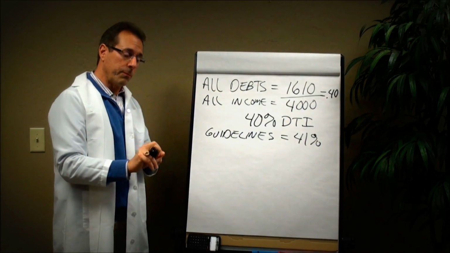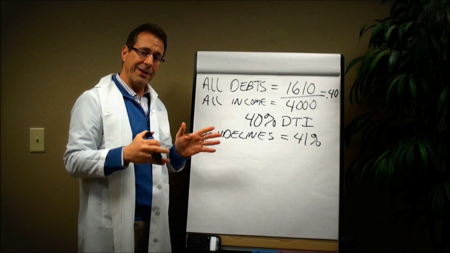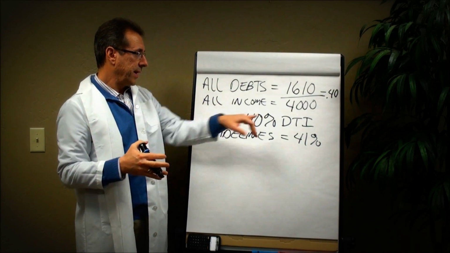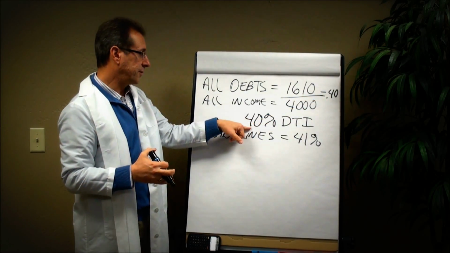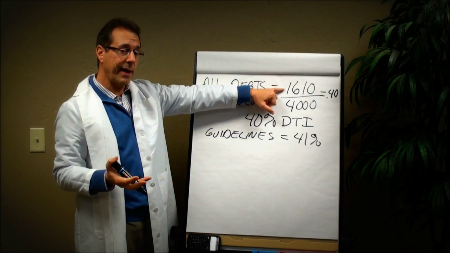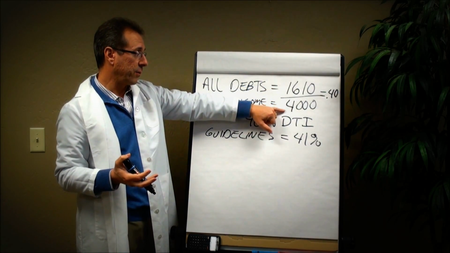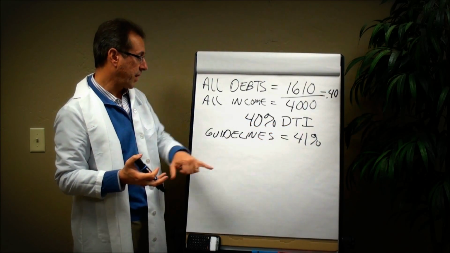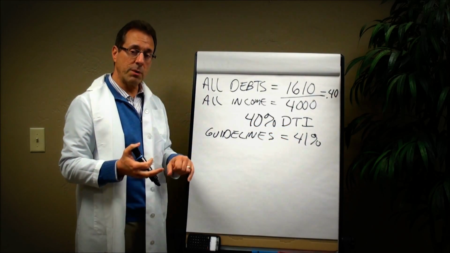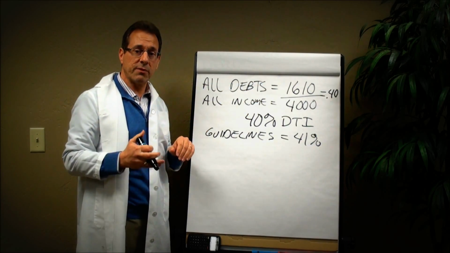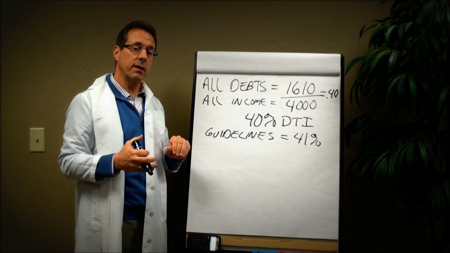So you can do this at home. Take your income and your debts, add them all together like I showed you, divide them out, and you'll get a decimal. All that is your percent. So in this instance, you've got 1,610, including the house payment, divided by 4,000 in income. That gives you 0.4, which is a 40% debt to income ratio. Guidelines are usually 41%. This person in this situation qualifies based on just the debt to income ratio.